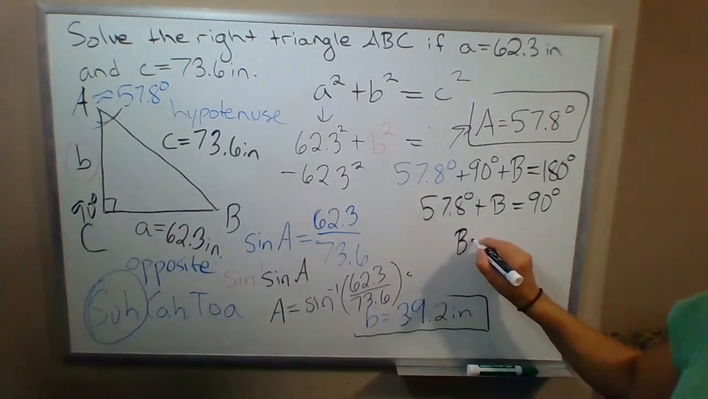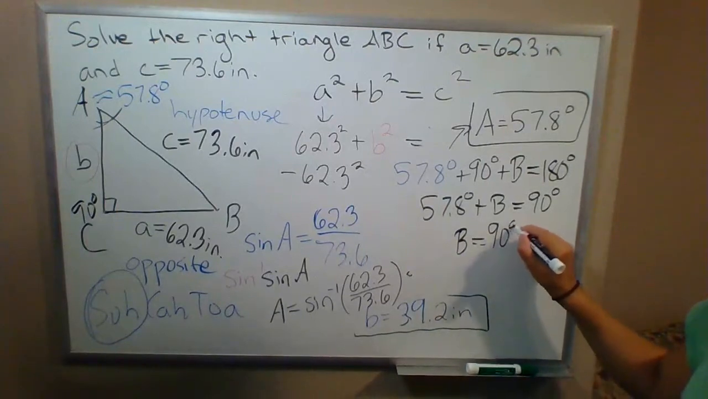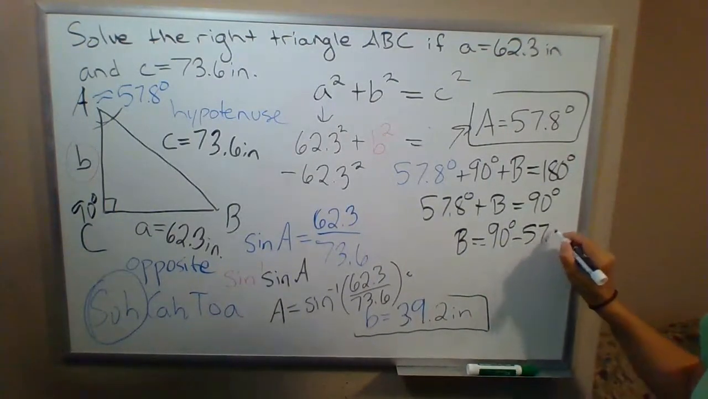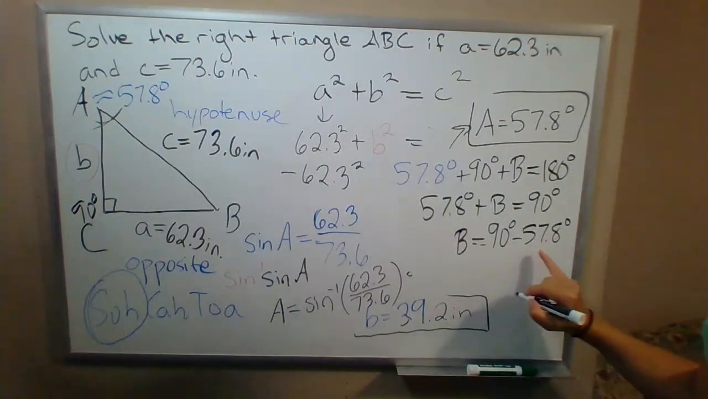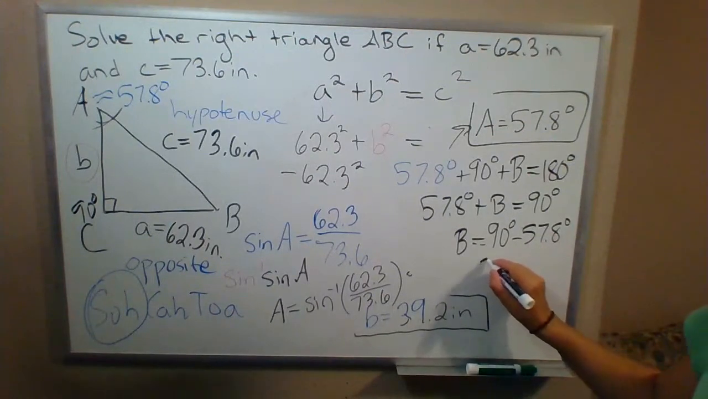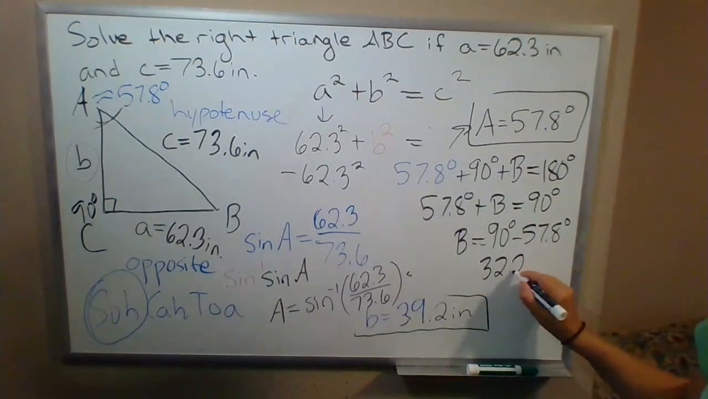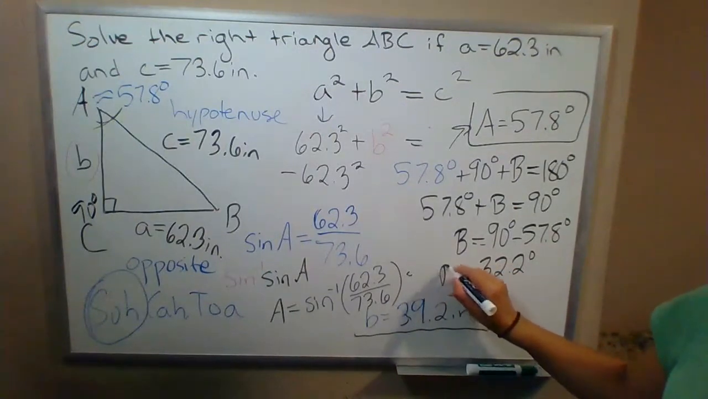And so angle B is just equal to 90 degrees minus 57.8 degrees. So what does that be? 32.2. 32.2 degrees for angle B.